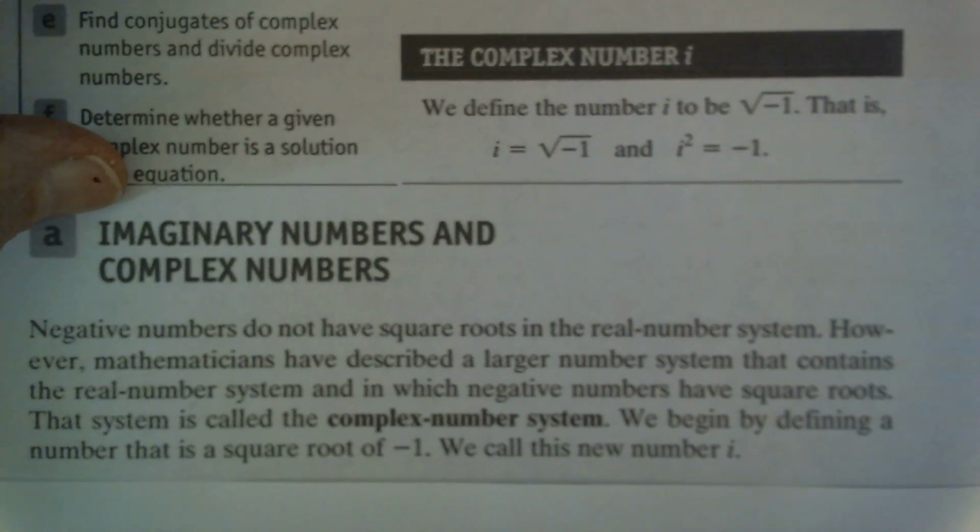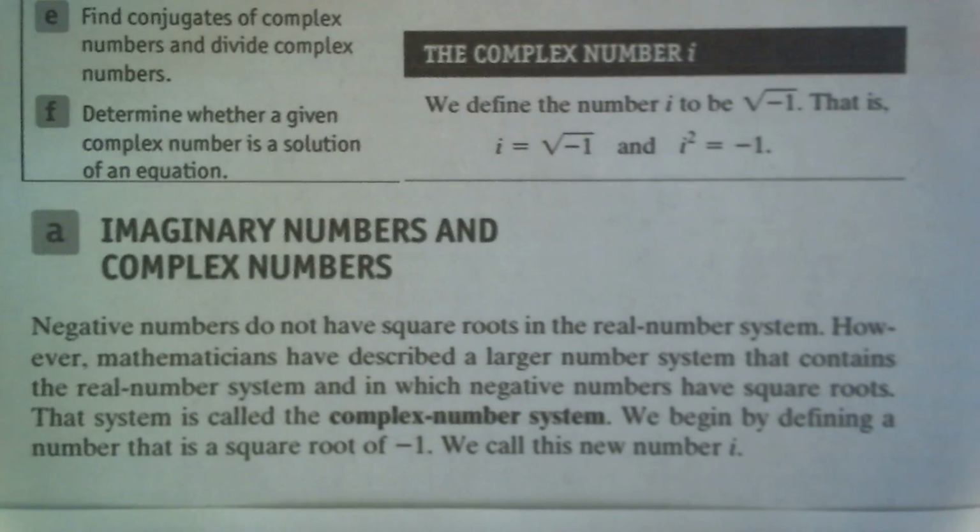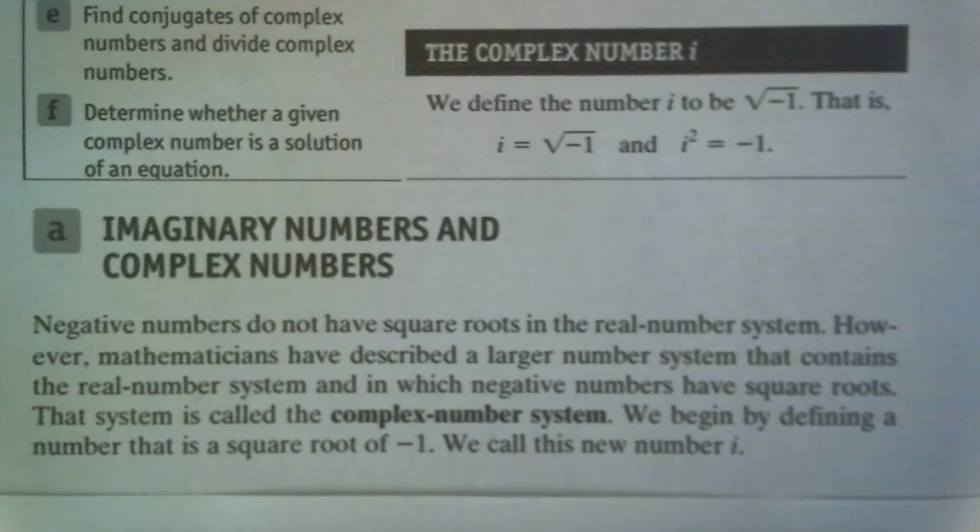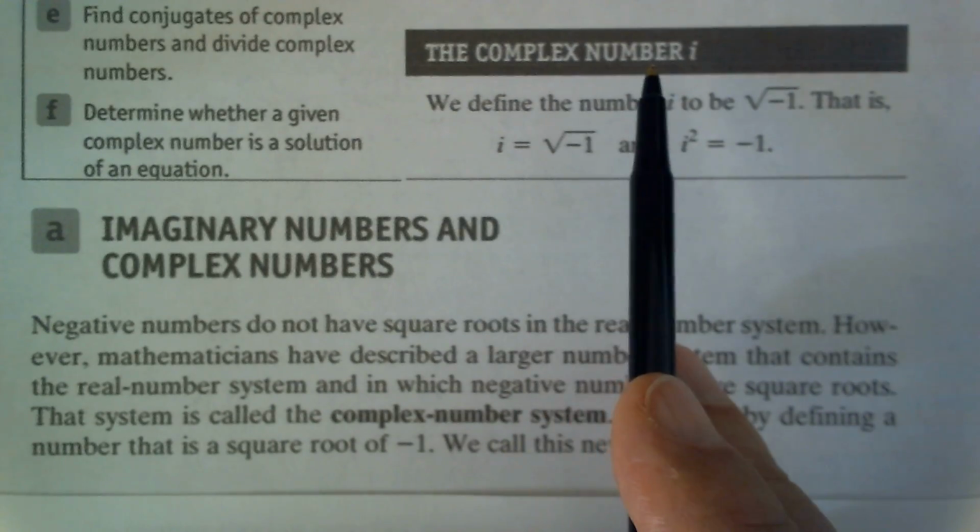So here's a little bit of an explanation about imaginary and complex numbers. It begins with the observation that we already knew, that negative numbers do not have square roots in the real number system. However, mathematicians have described a larger number system that contains the real number system and in which negative numbers do have square roots. And that system is called the complex number system. So we begin by defining a number that is the square root of -1, and we call this new number i, as we just did up here.